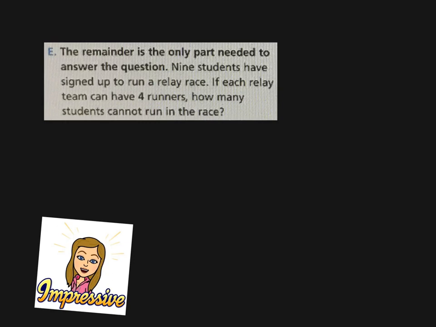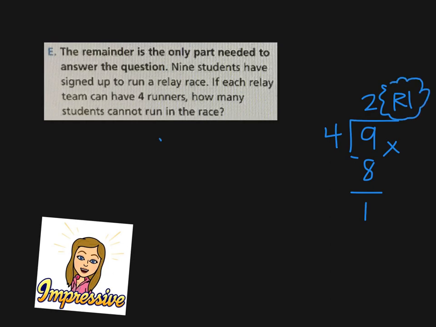So 9 kids, 4 can be on a team. You know the math here. 4, how many times does it go into 9? 2 times. 4 times 2 is 8. Subtract 9 minus 8, 1. No numbers to bring down. So 2, remainder 1. In this case, only the remainder is needed. This poor fella. So 1 student. This time the remainder is the answer. He would unfortunately be left out.